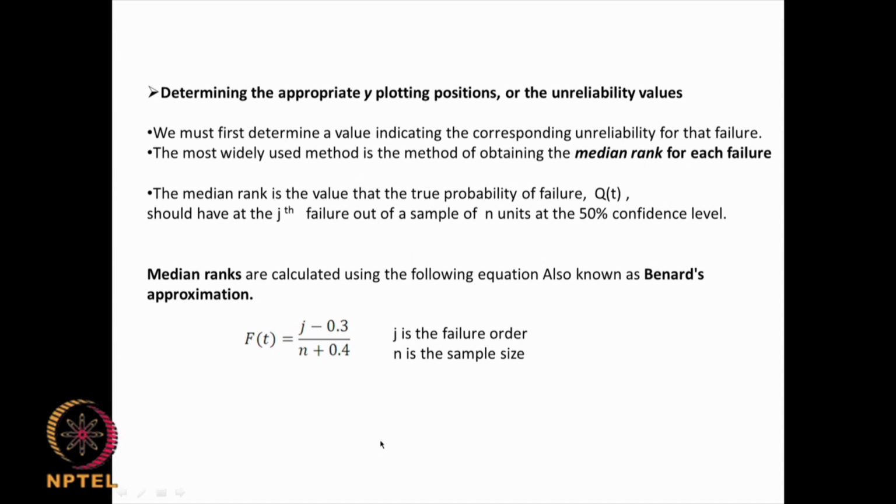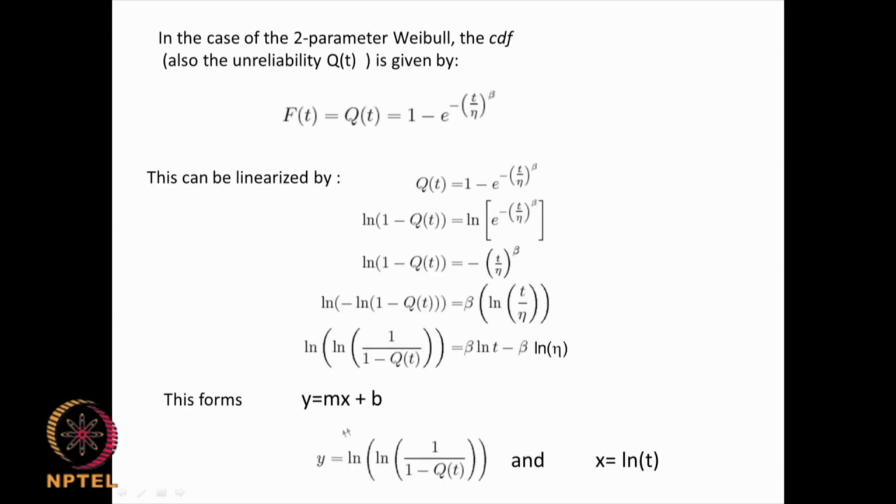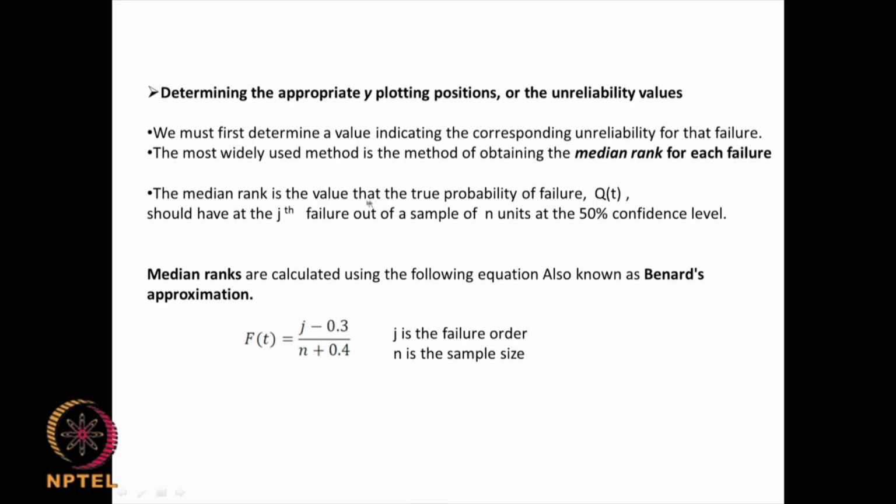There is something called median ranks which you need to calculate, and then you need to plot that actually. So we need to determine the appropriate y plotting positions. In order to do that, it is a bit tricky. First we need to determine a value indicating the corresponding unreliability for that failure. The general method that is used is called a median rank for each failure. So the median rank is the value that the true probability of failure q(t) should have at the jth failure out of a sample of n units at the 50% confidence level.